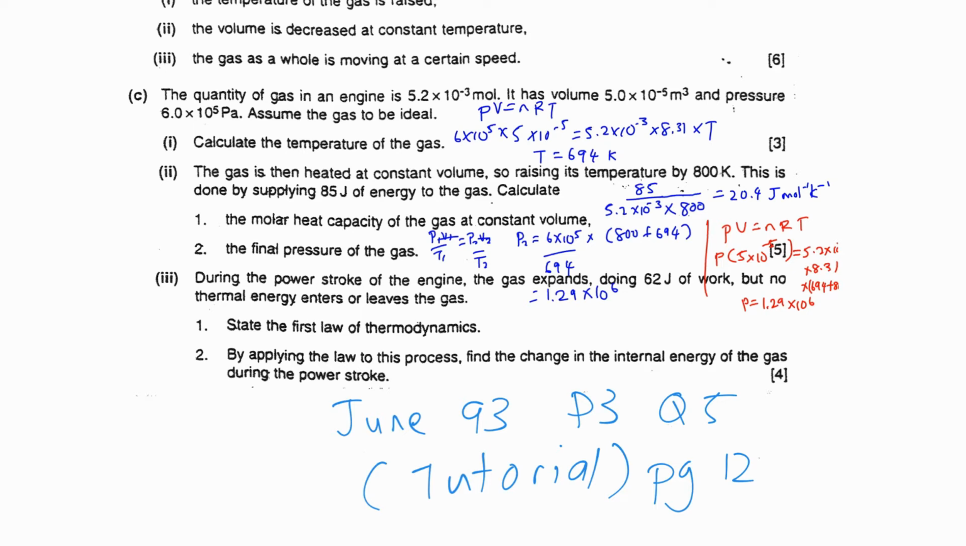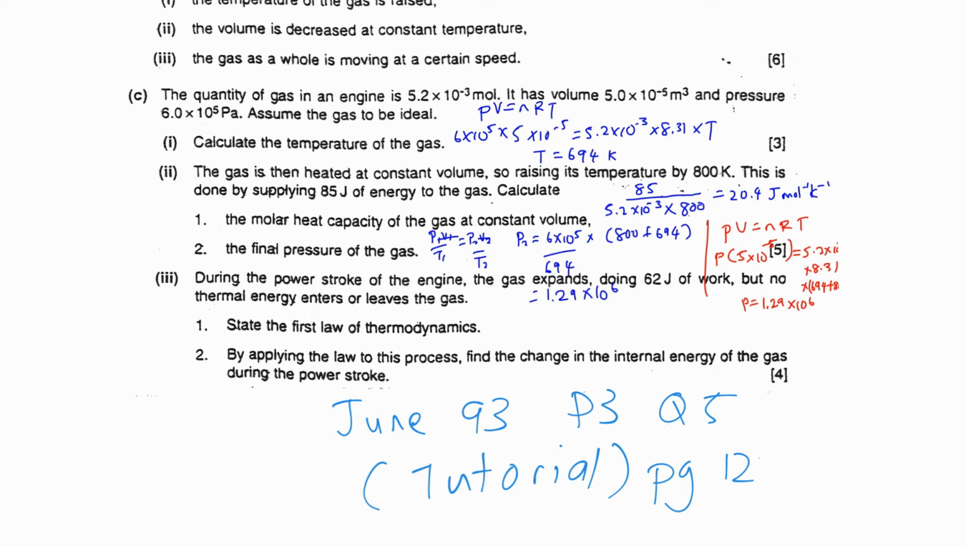So in the end, right, you get your temperature as 694 Kelvin. So the next part, the gas is then heated at constant volume, so raising its temperature by 800 Kelvin. Now this is very misleading. When they say raising its temperature by 800 Kelvin, it doesn't mean your final temperature is 800 Kelvin.